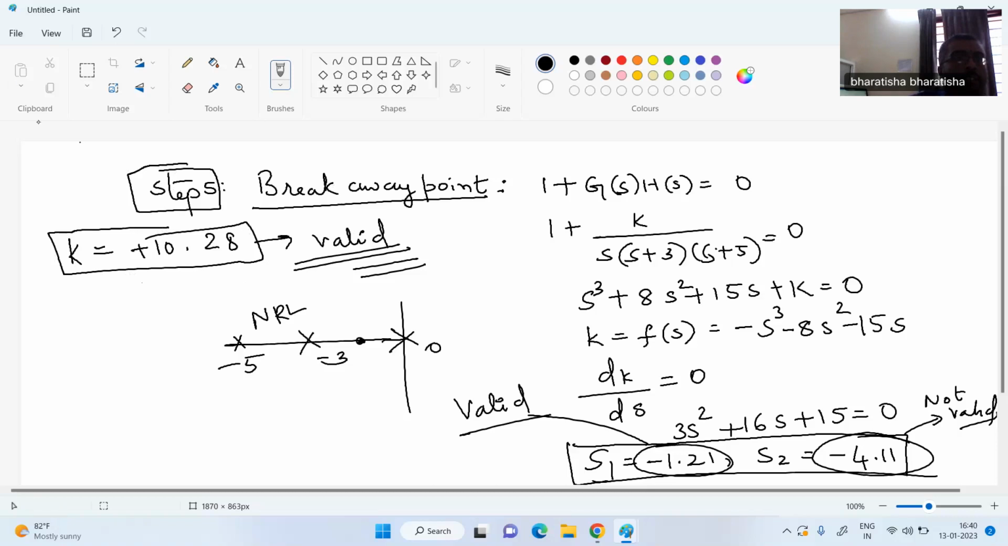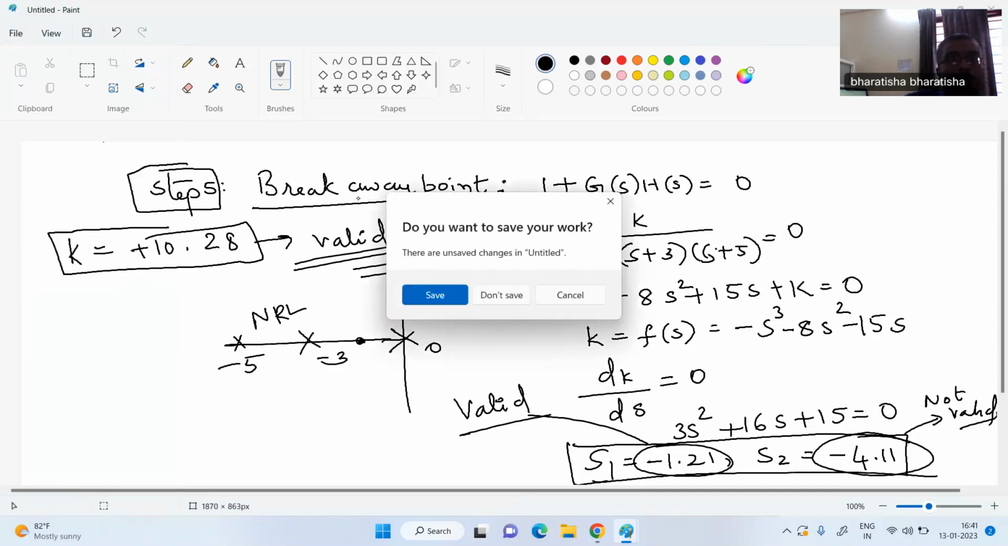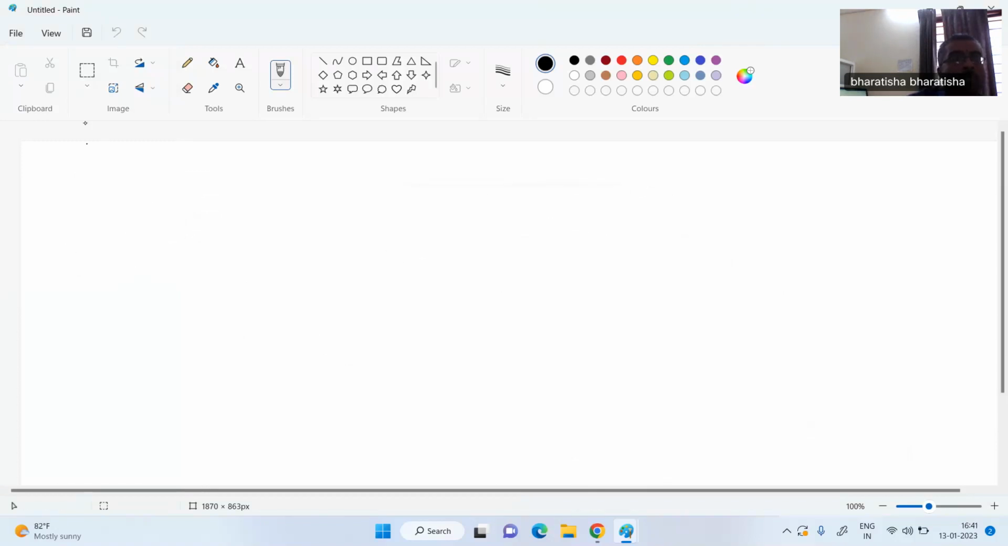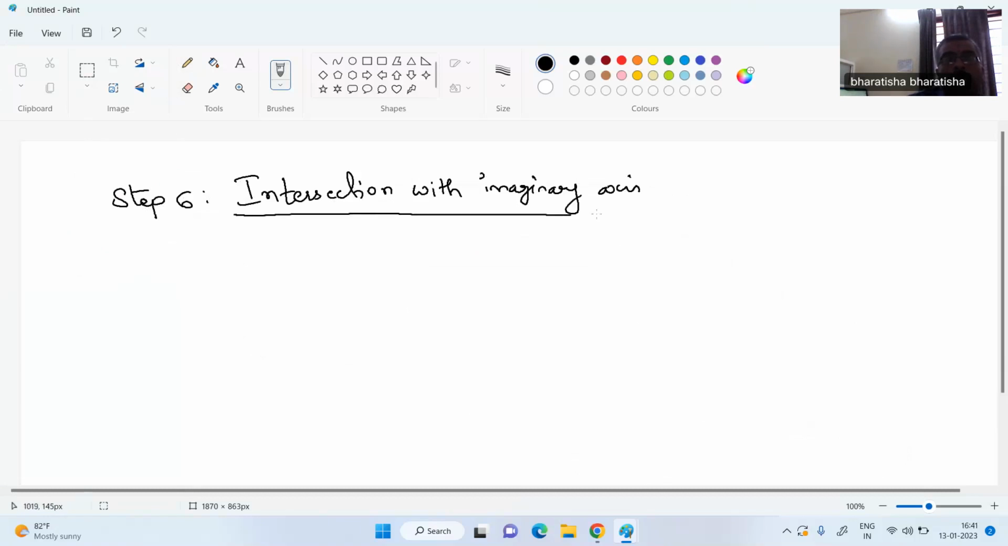Okay. Next step is step 6. Step 6 is intersection with the imaginary axis. So we will take this intersection with the imaginary axis. You have to find out where the root locus is intersecting the imaginary axis.